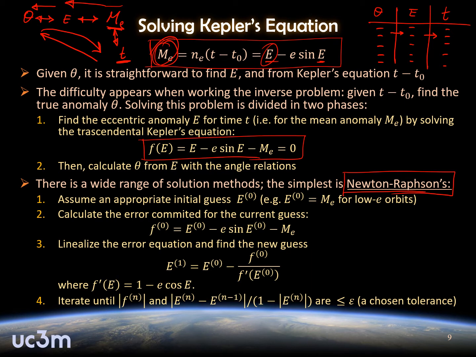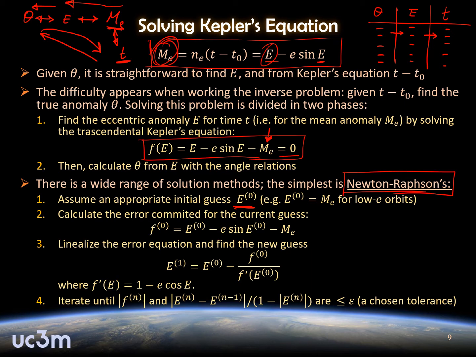If we try this function for different values of E, the result will not be equal to 0. So we want to find the value of E that makes this function equal to 0, where M is a fixed value given by the time that we are solving for. So the way to proceed is as follows. We can take an initial guess for our problem. We can imagine what is the possible value of E, or more or less where E should be.